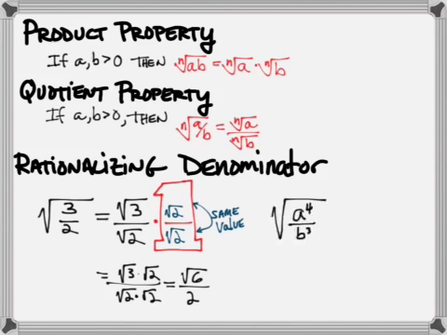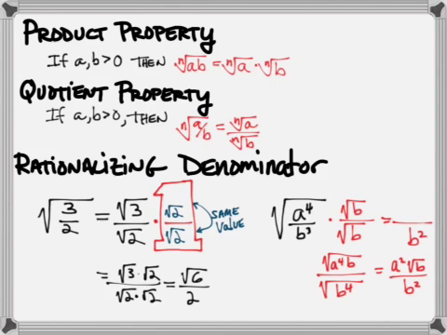If I have something like this where I have a square root of variables, I need to again multiply by something on the top and the bottom so that the square root goes away. And my goal is to get b squared on the bottom. If I get b squared on the bottom, I have no square root in the denominator. So the square root of b, if I multiply through on both of those, that's going to give me the square root of a to the fourth times b over the square root of b to the fourth, which gives me my value of a squared root b over b squared.